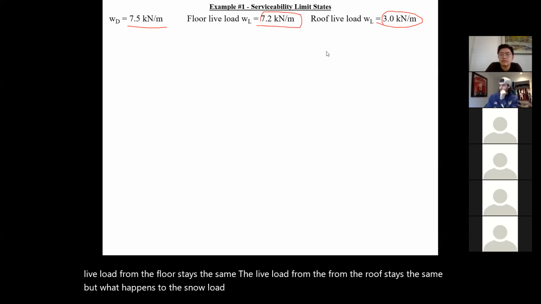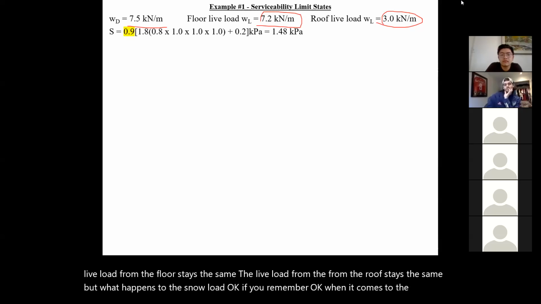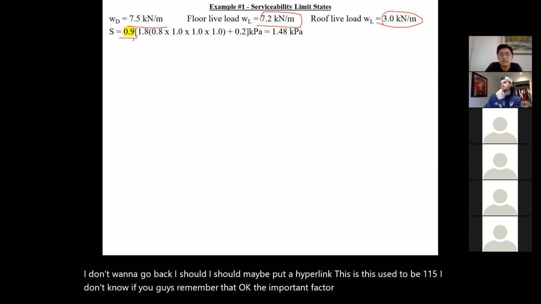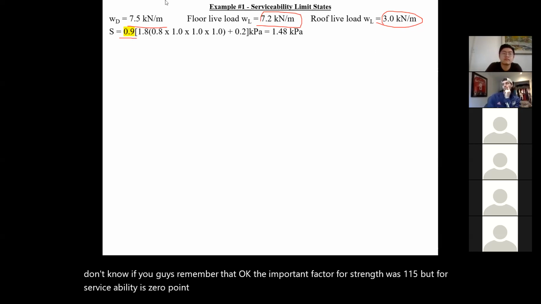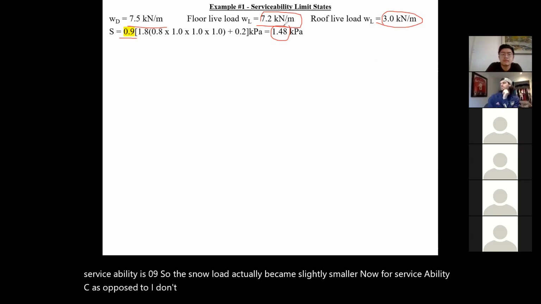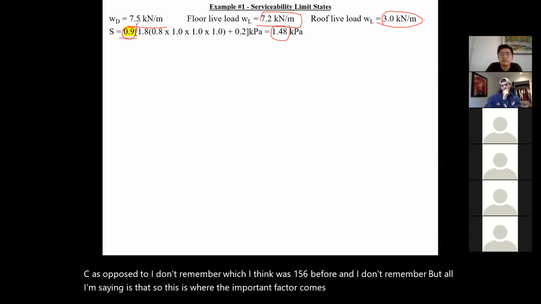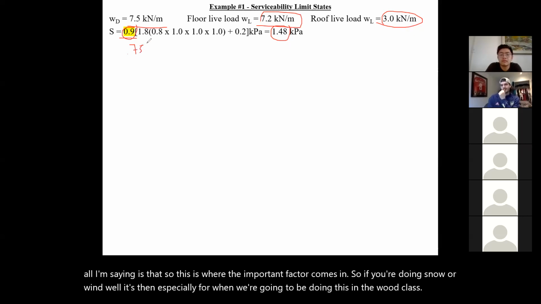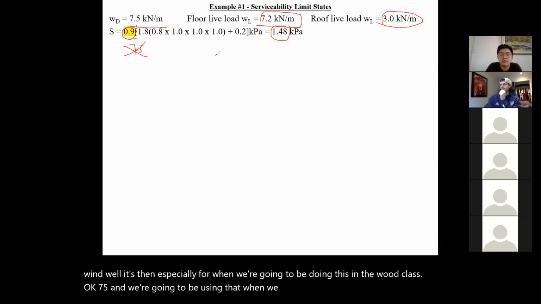If you remember, when it comes to the snow load, SLS, I don't want to go back, I should maybe put a hyperlink. This used to be 1.15. I don't know if you remember that. The importance factor for strength was 1.15, but for serviceability it is 0.9. So the snow load actually became slightly smaller for serviceability. I don't remember what it was before, but this is where the importance factor comes in. If you're doing snow or wind, and especially for wind, we're going to be doing this in the wood class, 0.75, and we're going to be using that when we're doing serviceability. I'll remind you about this again.